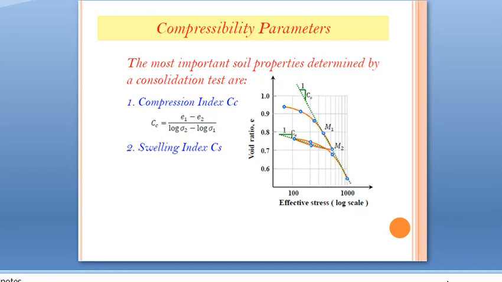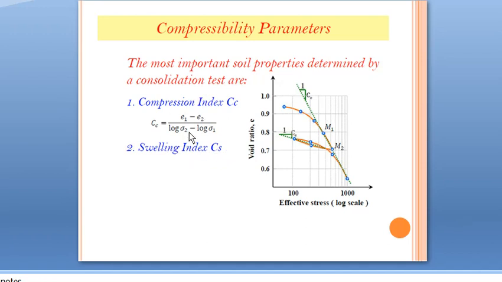Good morning, students. We were discussing compressibility parameters, and we have discussed many parameters in the last class, and I will briefly explain it again. First one is compression index. Compression index is the slope of the e-log sigma curve. That is the slope of this curve, and is represented by Cc. Similarly, the other two indexes are swelling index or expansion index and recompression index.